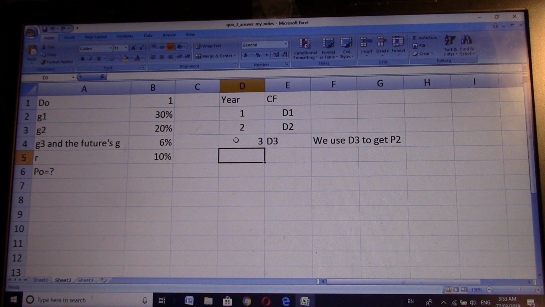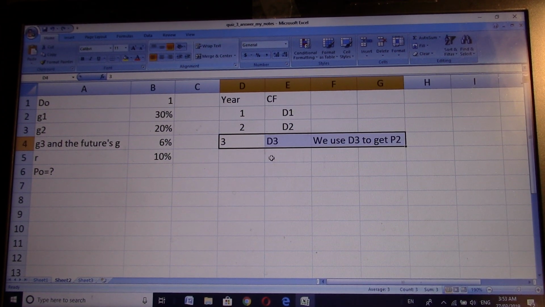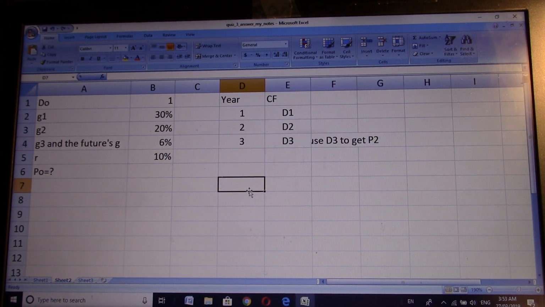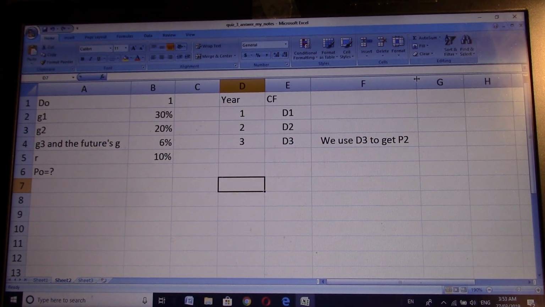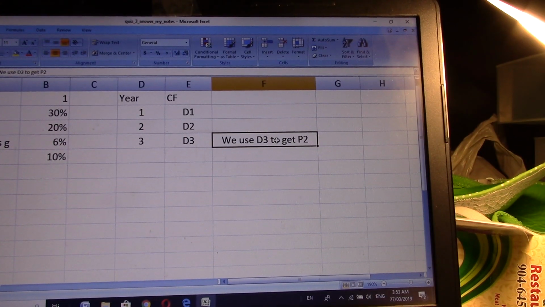Usually, this is what we should do. Okay, so we use D3 to get P2. It seems confusing.